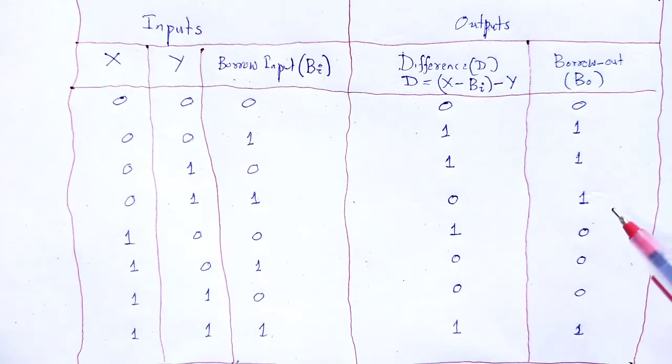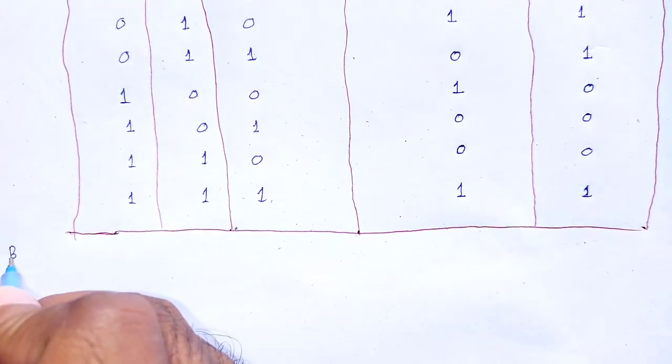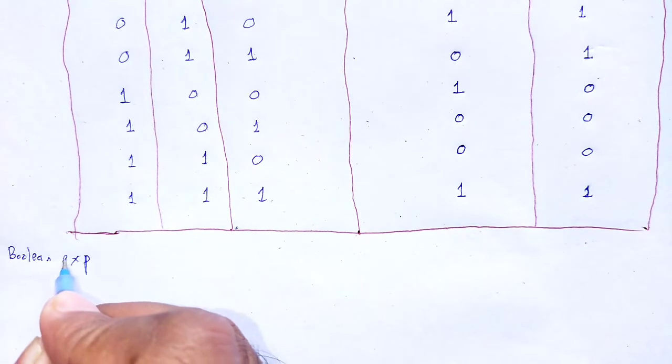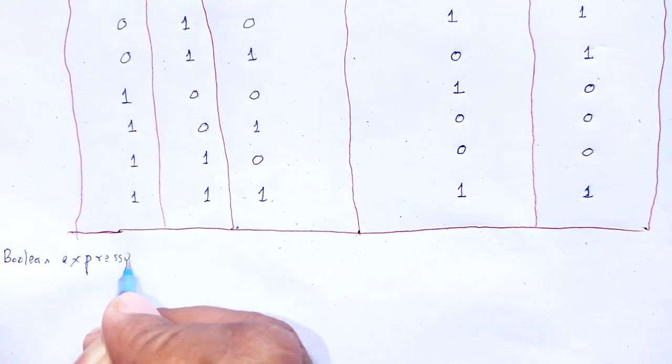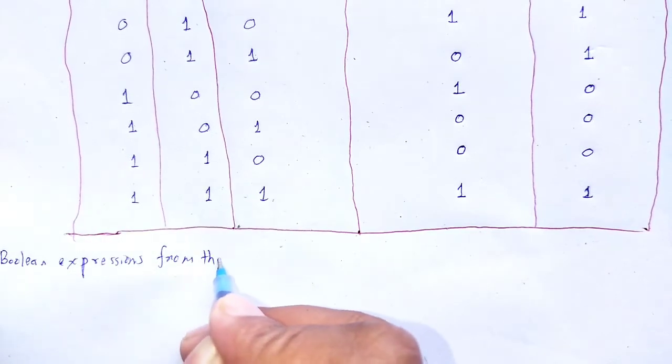From that truth table we can derive proper Boolean expressions from the truth table.